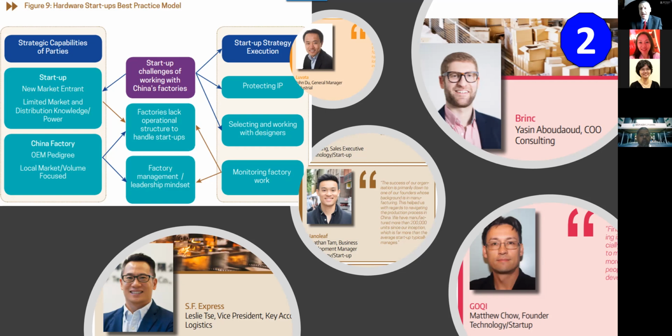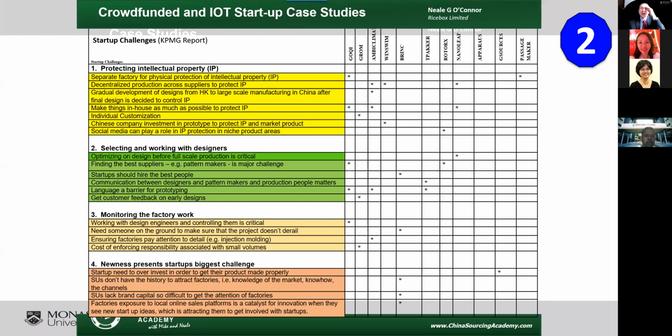This is an ECR session, so we want to make things accessible in the ideas that I give. So we can put that into an infographic again. And here are some interviews with startups from the KPMG project that I worked on. And then we have all the startups on the right-hand side, and then we tick the boxes of their big challenges that they are facing. Protecting intellectual property, selecting and working with designers, monitoring factory work. It presents startups' biggest challenges.